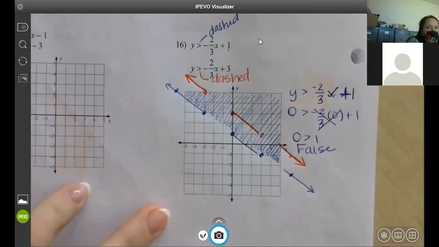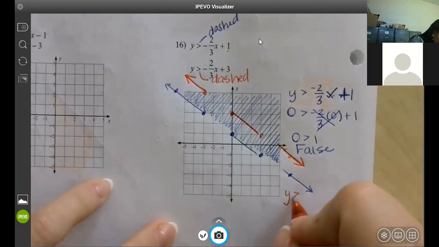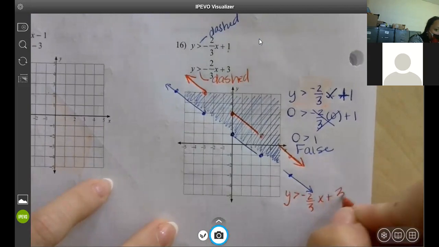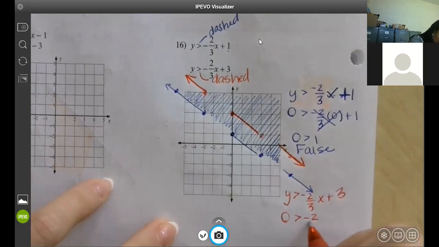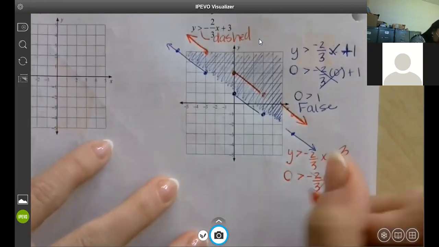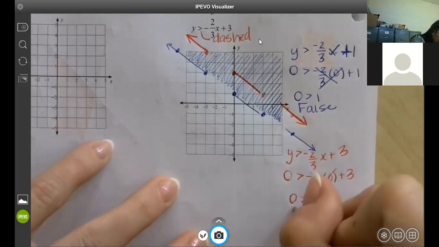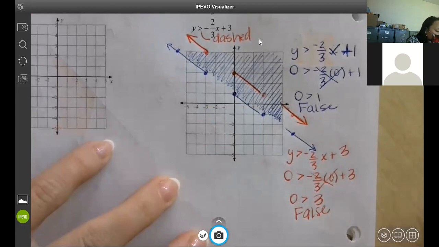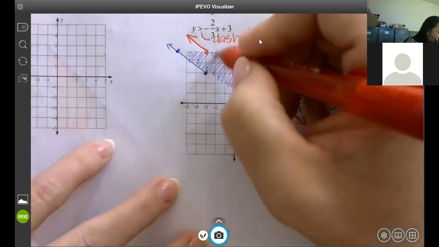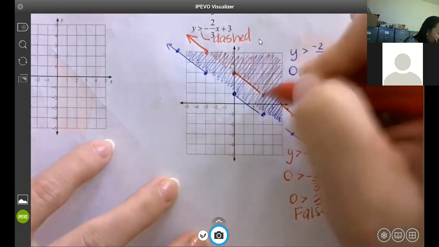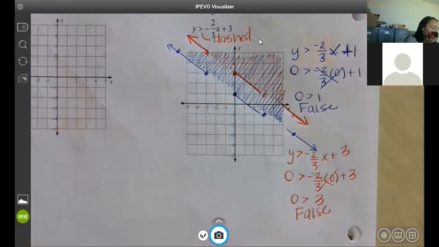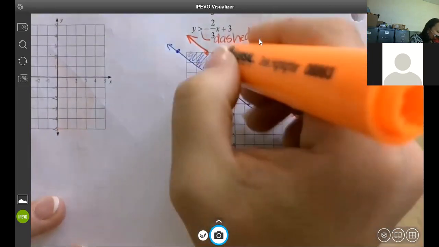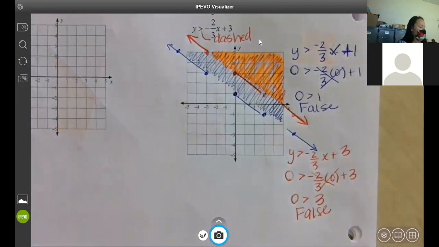You're going to plug in 0, 0. So y is greater than negative 2/3 x plus 3. Plug in 0. The 0 doesn't matter on that side. So is 0 greater than 3? No. So do not shade the 0, 0 side. So you're going to shade this side. And it just happens that all of that is your answer. So I just wanted to show you one with parallel lines.